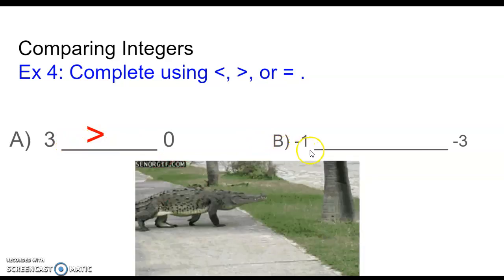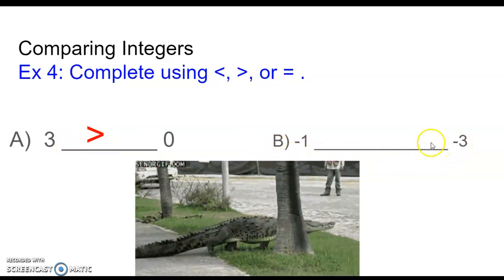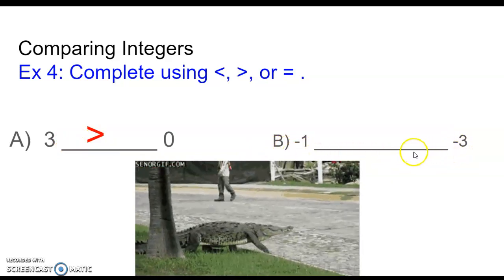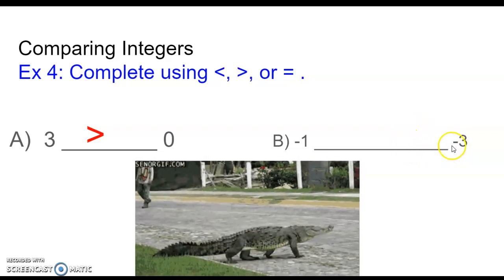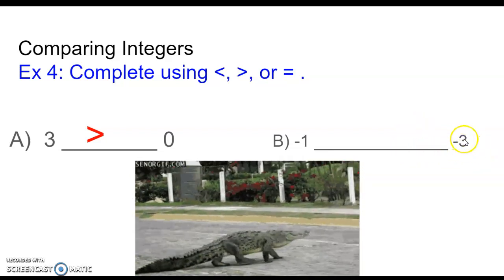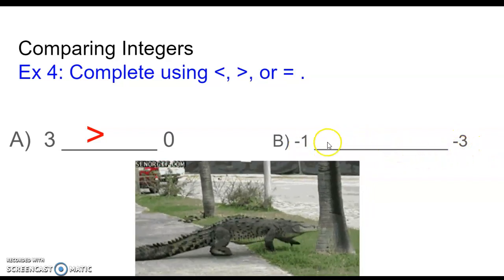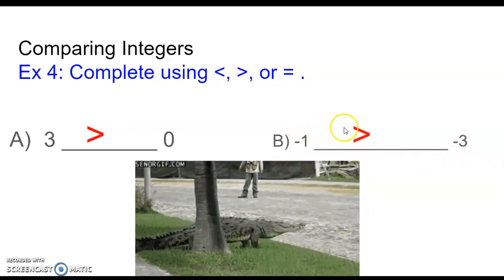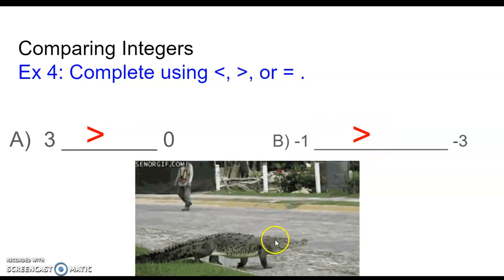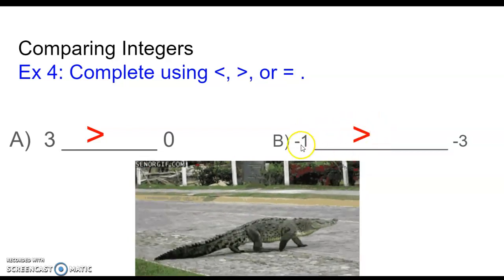Now for B, -3 and -1. Which number is bigger? I know some of us want to say -3, but it's actually smaller because -3 is like owing $3 versus owing $1. So we'd rather owe $1. This is actually a bigger number here. So the crocodile, or my little chompy over here, would eat -1.